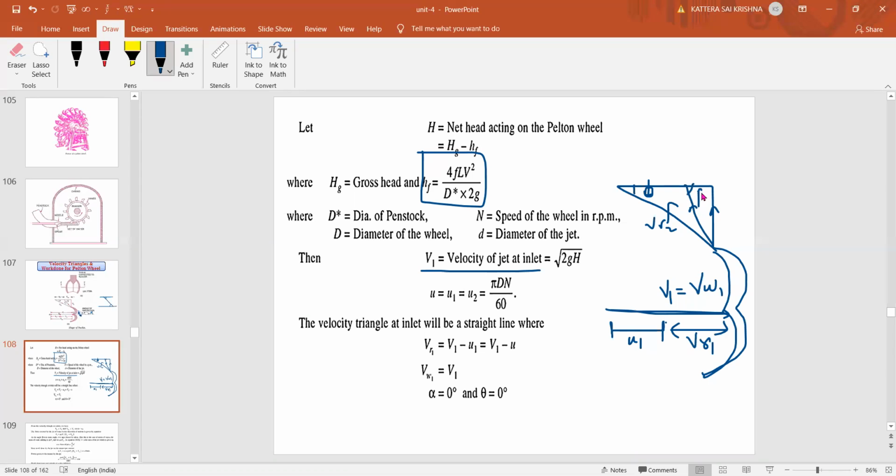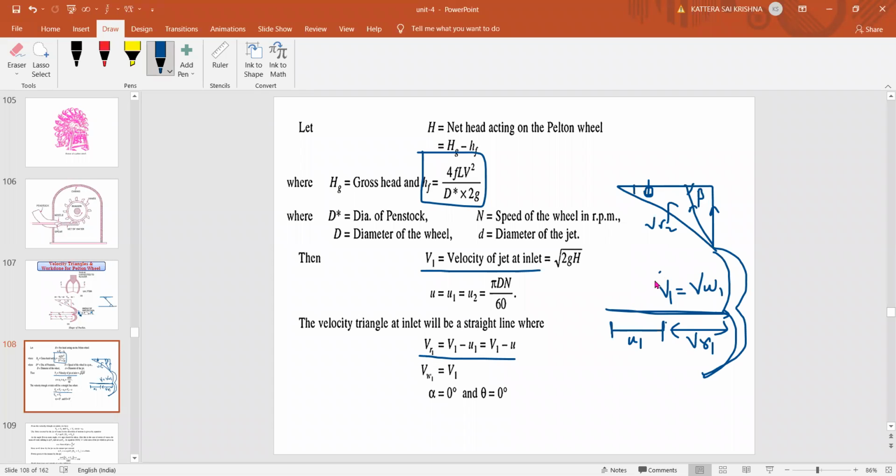This will be the angle beta, right? So later we can see this. So at the inlet triangle, if you want the VR1 value, we can find it as V1 minus U1. This one, the total length is V1. And if you want VR1, you can find V1 minus U1 like this. So VR1 equal to V1 minus U1, right?